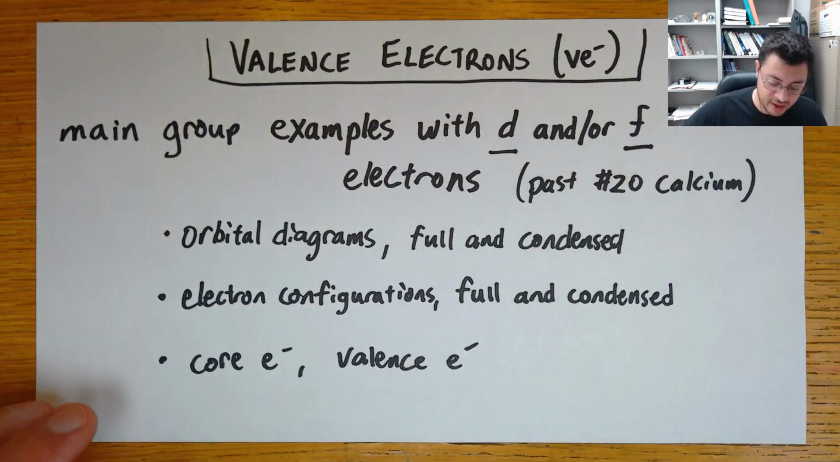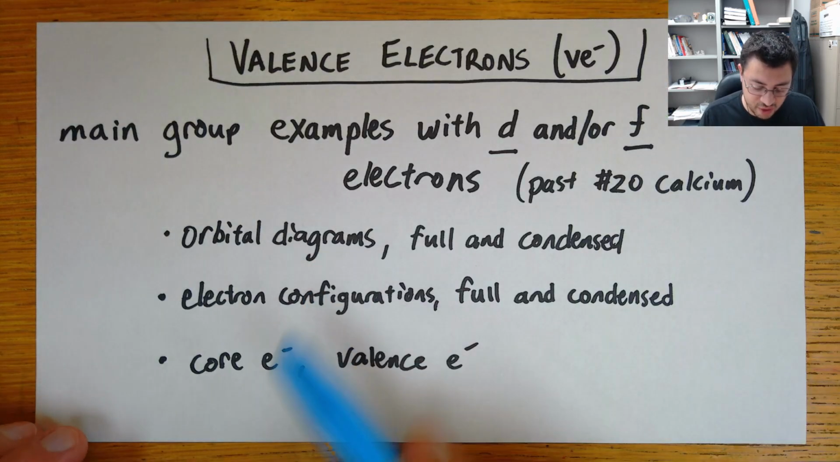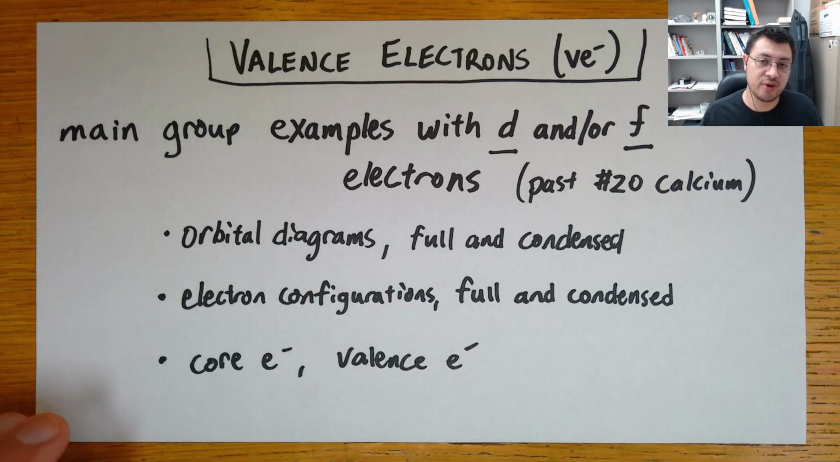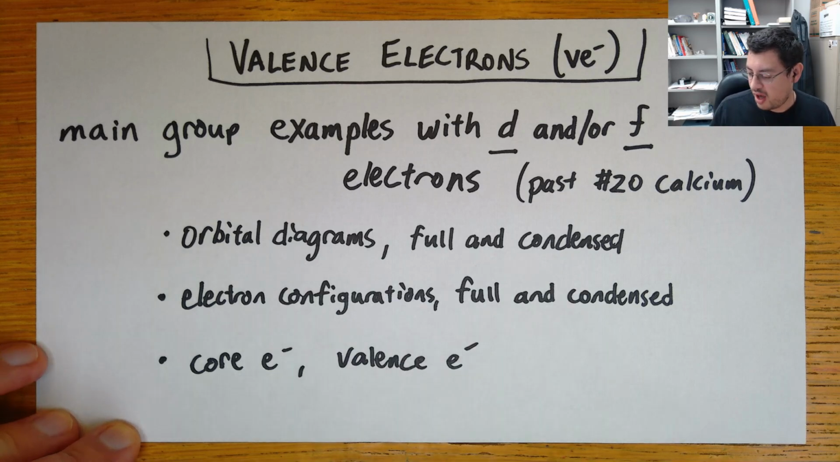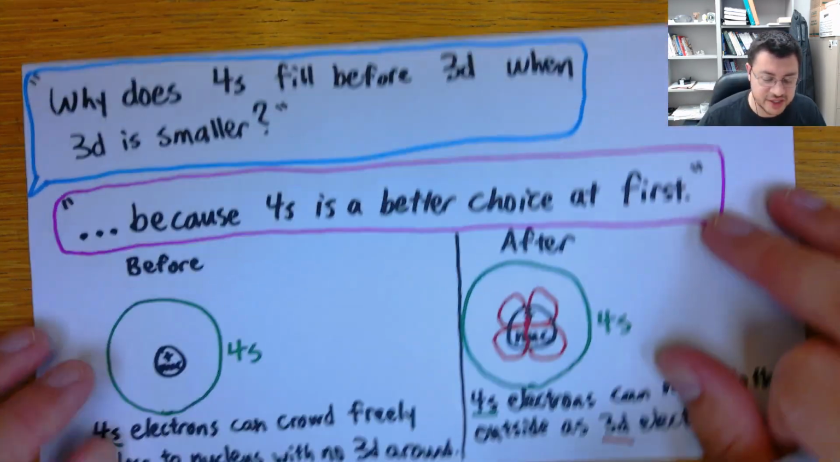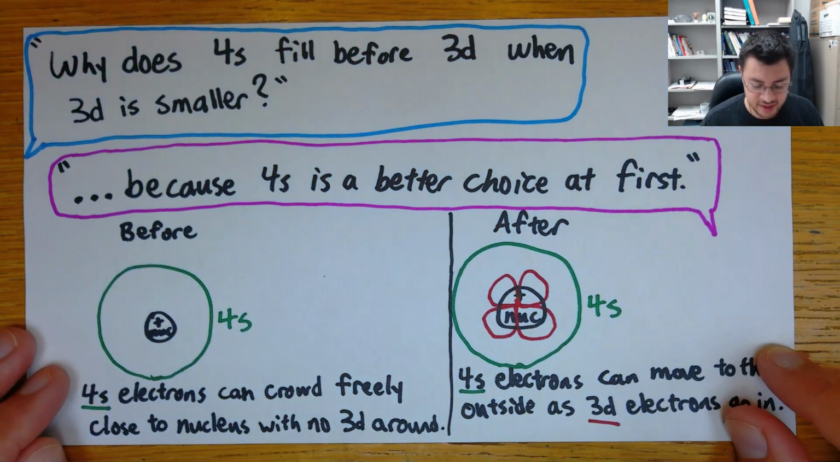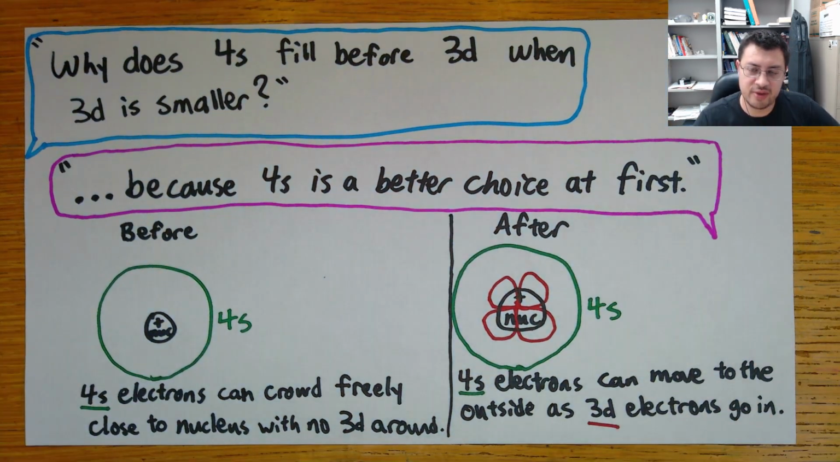We'll be doing some orbital diagrams, electron configurations, both the full and the condensed, and we'll be looking for those core electrons and those valence electrons. All right. But first, I think we need to talk about this question that comes up quite often. All right, and we foreshadowed this a little bit in the previous video.